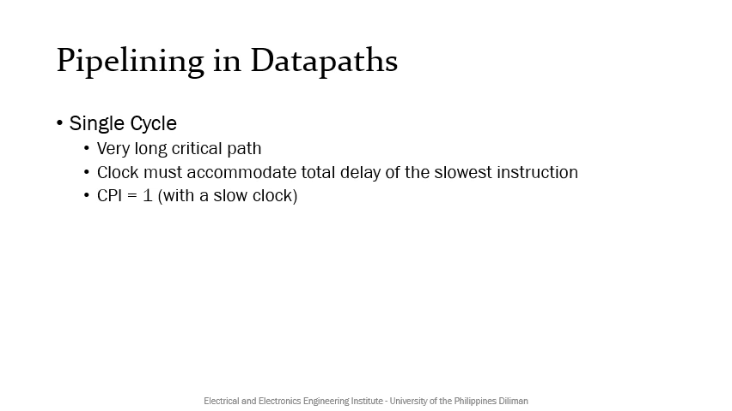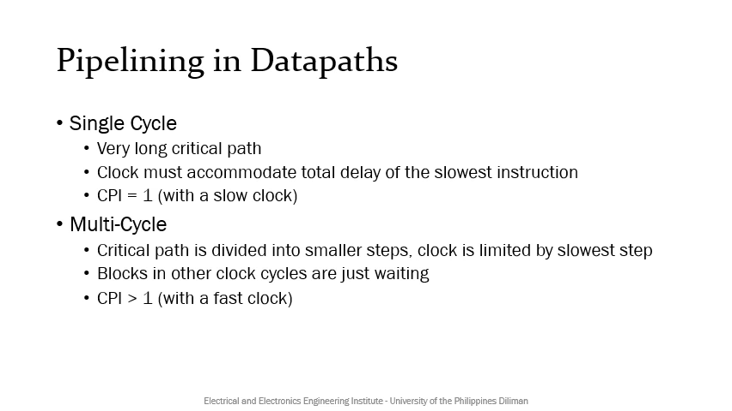To reduce the waiting time for faster instructions, we introduced the multi-cycle approach, where the critical path is divided into smaller steps. The slowest step now dictates and limits the clock speed that can be used. However, blocks in other cycles still wait for each instruction to finish completely before servicing another instruction. A multi-cycle data path can thus be operated with a faster clock with a shorter period, but with a CPI that is greater than 1. This will not always yield better performance, since CPU time is proportional to both clock period and CPI.